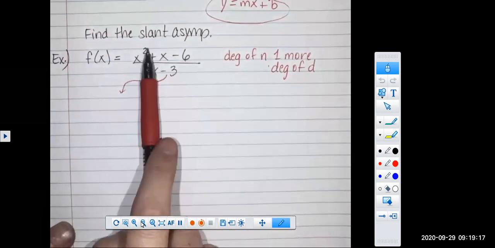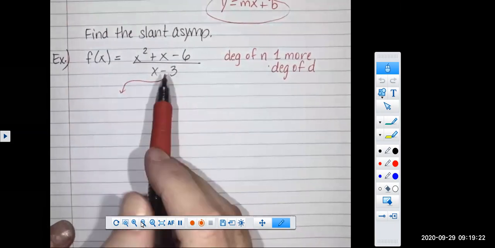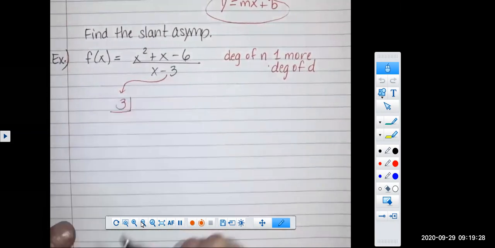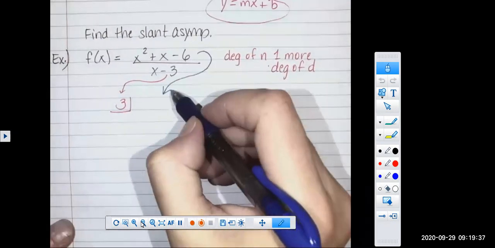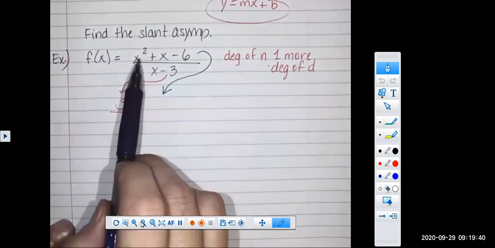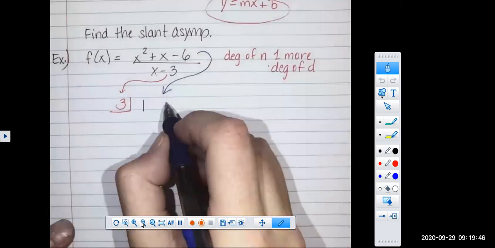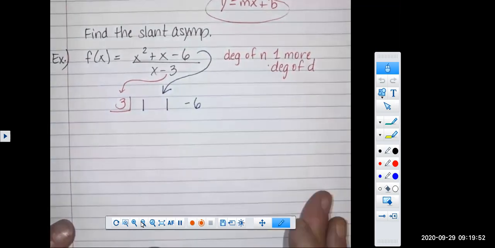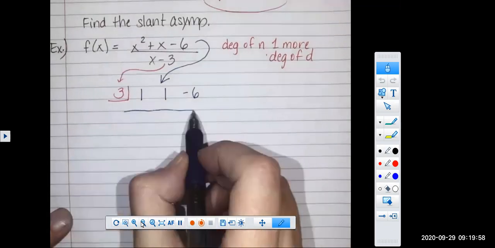If I was actually dividing this, I would say that divided by x minus 3. So divisor, this is your dividend. You always do the opposite of the number on the bottom that's with x. So this will be positive 3. Then I'll write down all of the coefficients from the numerator. What are all my numbers that I write? Okay, 1, 1, and you have to write that constant also. And then, of course, you leave some working room. Space your numbers out, too.